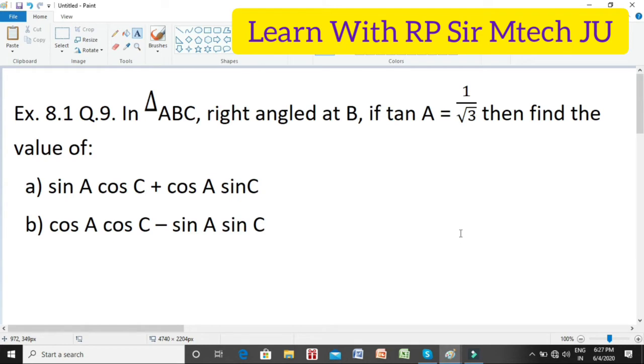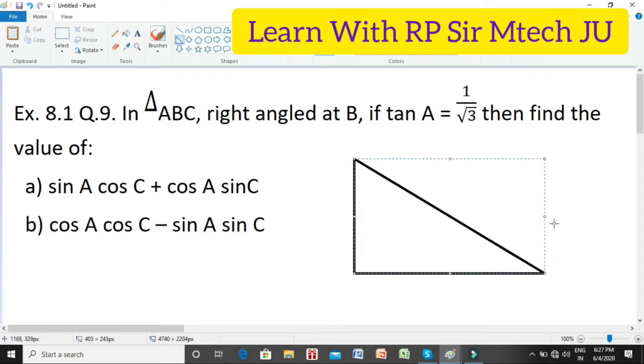As you can see in front of you, in question number 9, we have a triangle ABC, right angled at B, and it says if tan A is equal to 1 by root 3, then find the value of A, sin A cos C plus cos A sin C, and B, cos A cos C minus sin A sin C. In order to do this problem, we have to first of all draw a right angle triangle. So let us have this right angle triangle.